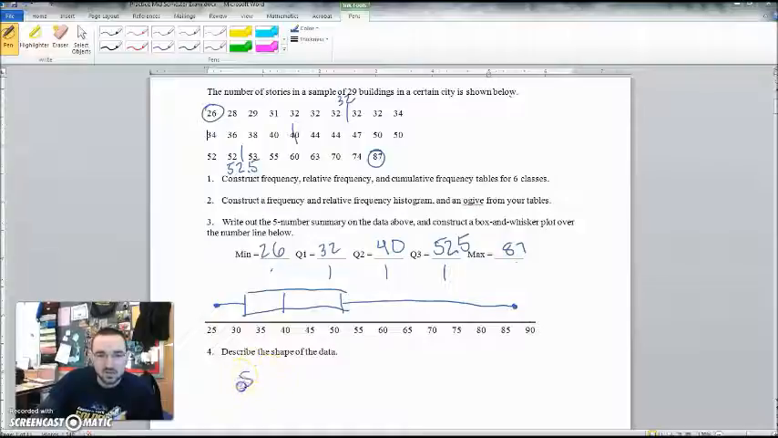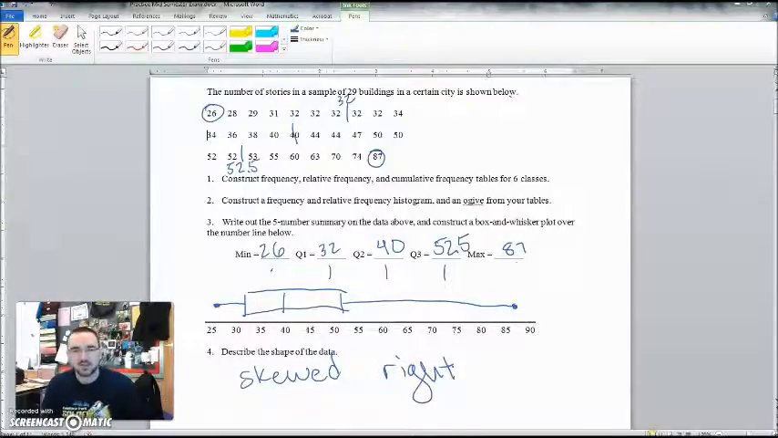So this is going to be skewed right. That's really all you have to describe. It's skewed right. That's the shape of the data. We're just talking about distribution shape, and you can do that from any of these graphs.